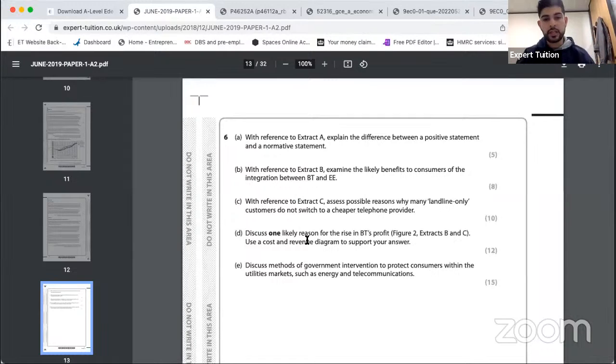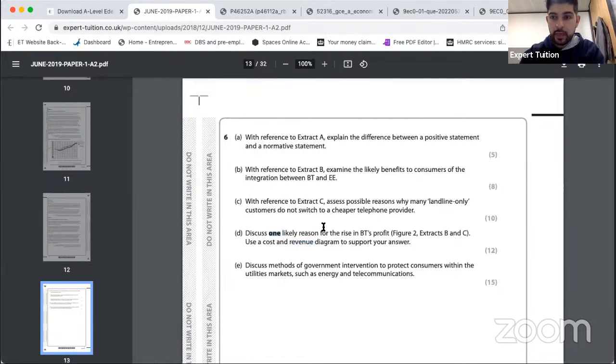Right, I said I'd go through 12 markers. Let's talk about 12 markers and just quickly get that out of the way, to show you, when they have a 12 marker where it explicitly says draw a cost and revenue diagram or draw a diagram, you are in major luck. Here is an example. Discuss one likely reason for the rise in BT's profits. Use a cost and revenue diagram to support your answer. When they have that, now they've said it for you very clearly.